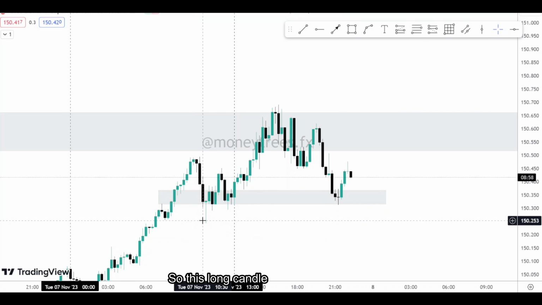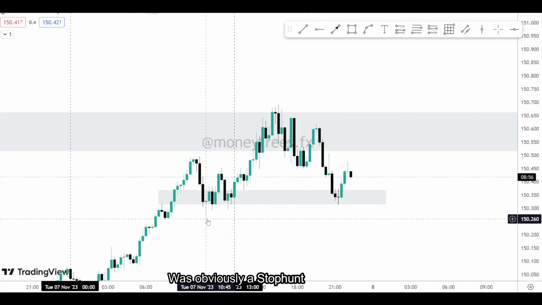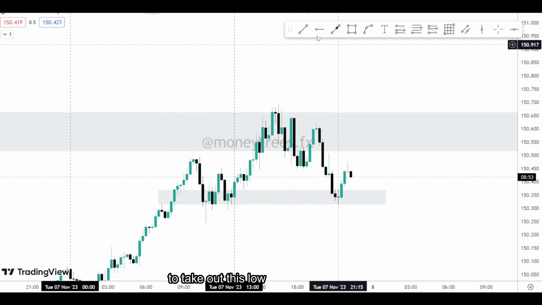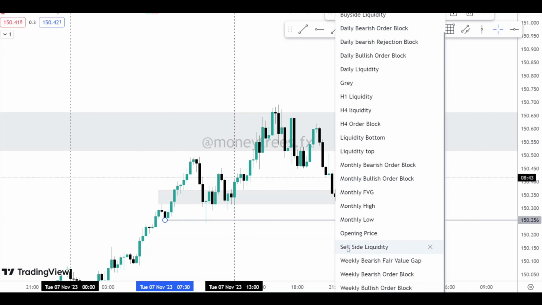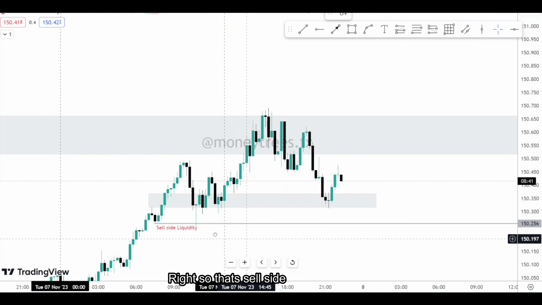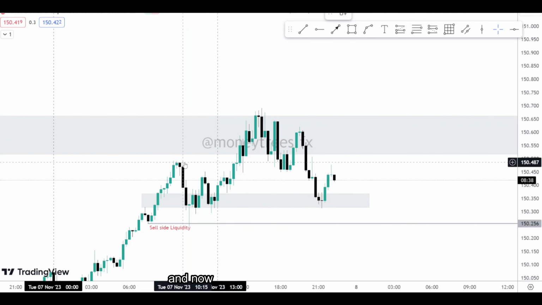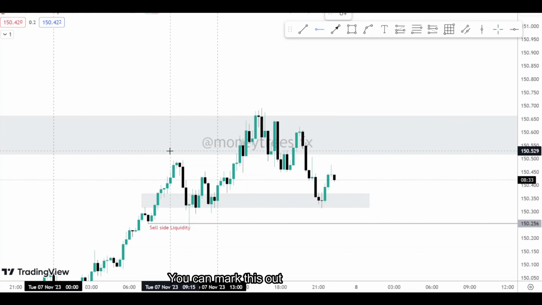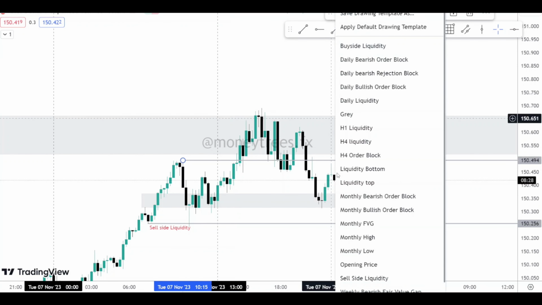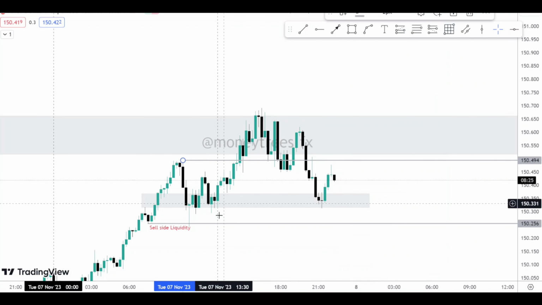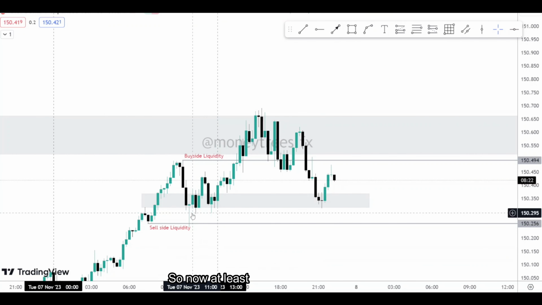So this long candle was obviously a stop run to take out this low. So you can use this or see this as your sell side liquidity. Right, so that's sell side. And now, obviously, that's your buy side. You can mark this out for your target. Right, so now at least we have sell side and buy side.